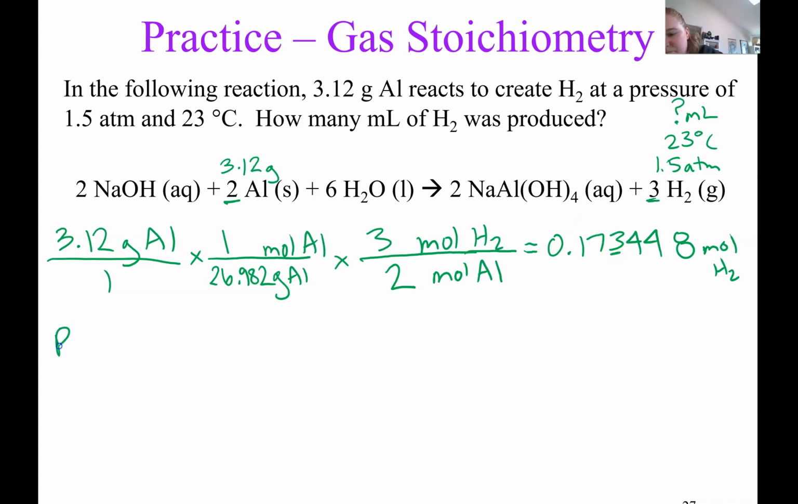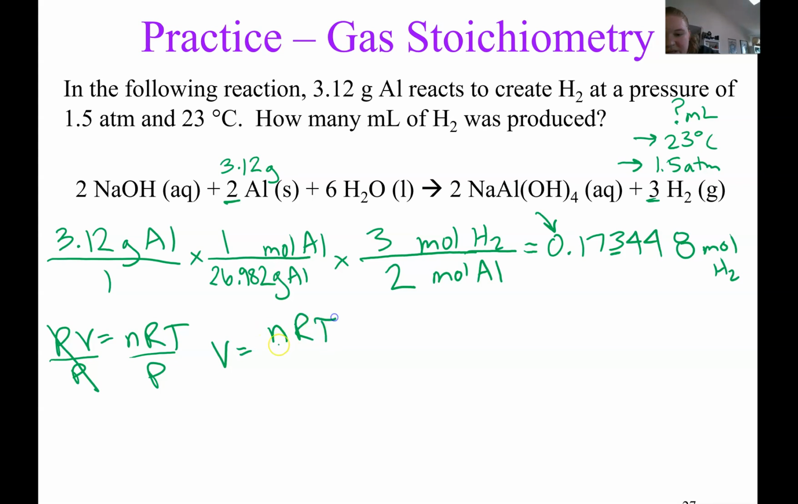Now, PV equals nRT. We are given temperature. We're given pressure. We just solved for moles. We know we're looking for volume, so I'm going to do a little rearranging here. Volume is equal to moles times R times T over pressure. I just solved for my moles. Again, I'm going to underline that 3 so I know it's my last significant digit.